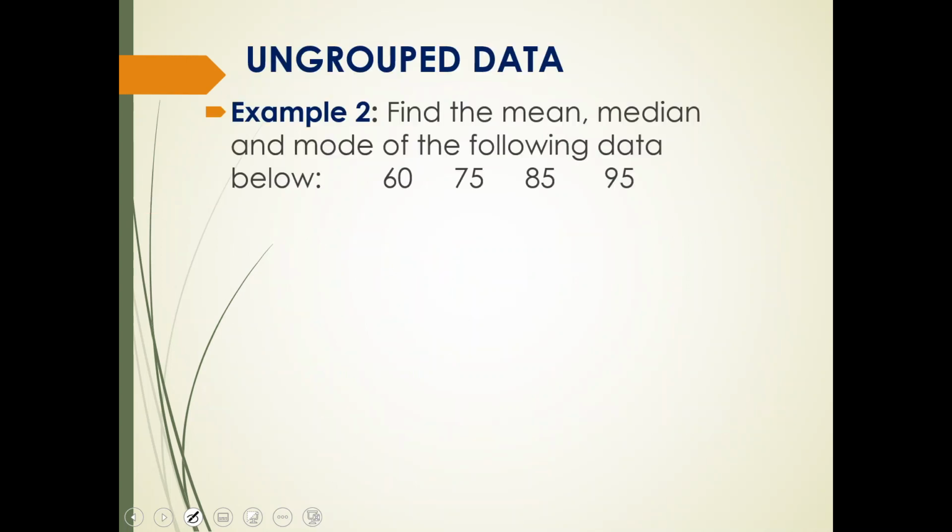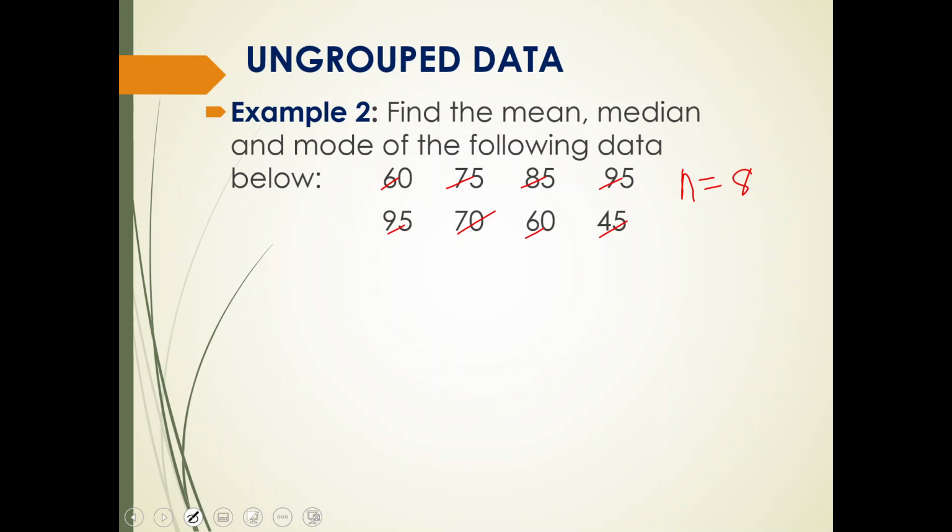Okay, second example. Let us find the mean, median, and mode of the following data. So we have 60, 75, 85, 95, 95, 70, 60, and 45. Now in here, our n is equal to 8. There are 8 observations here. 1, 2, 3, 4, 5, 6, 7, 8.